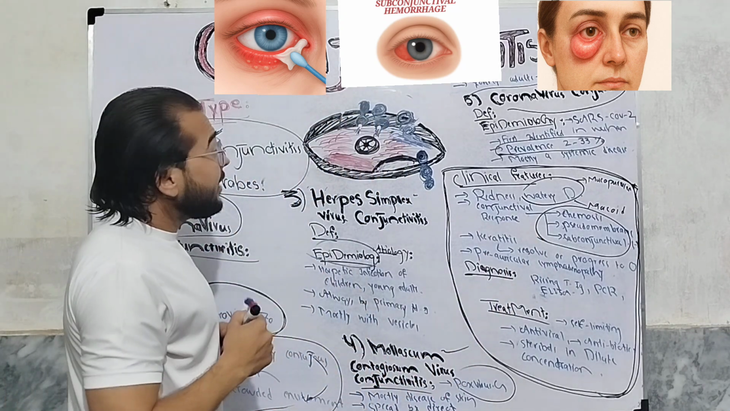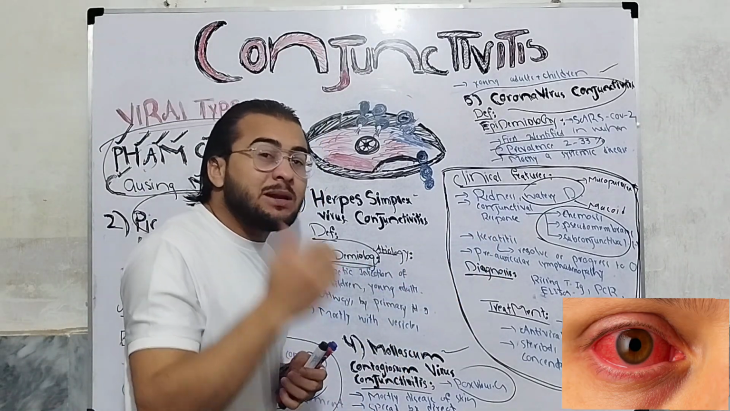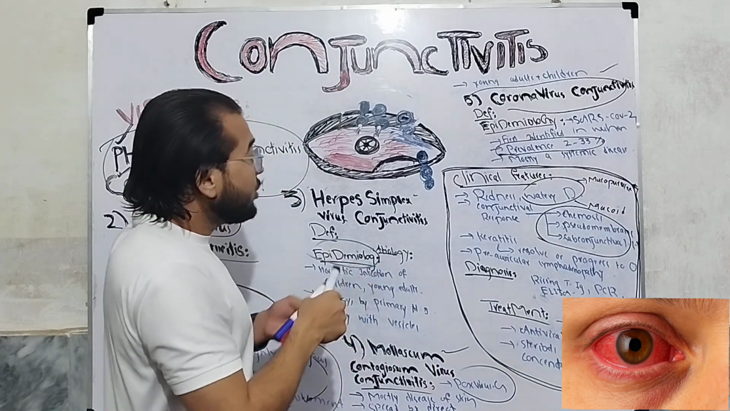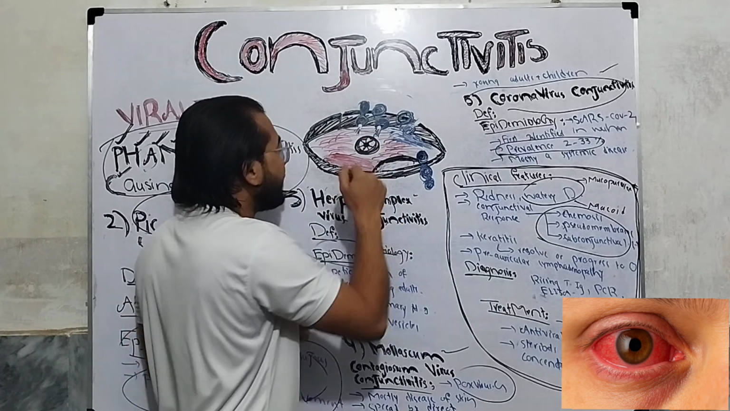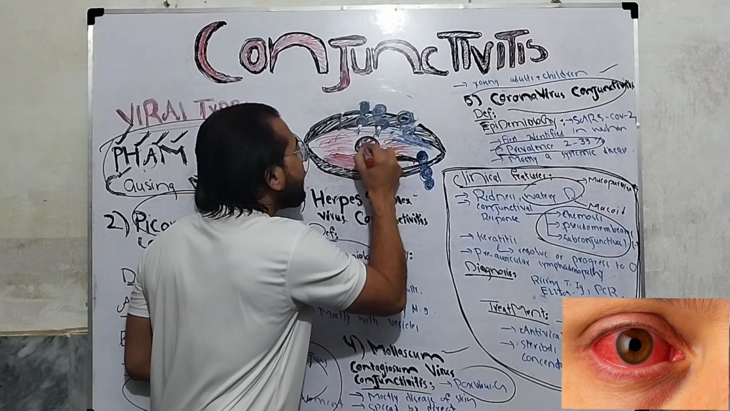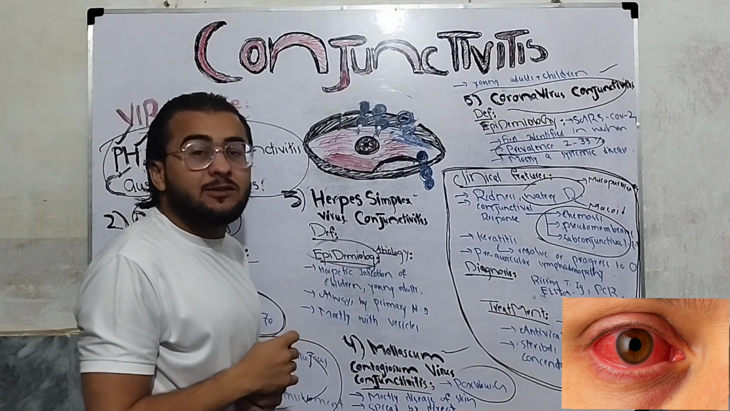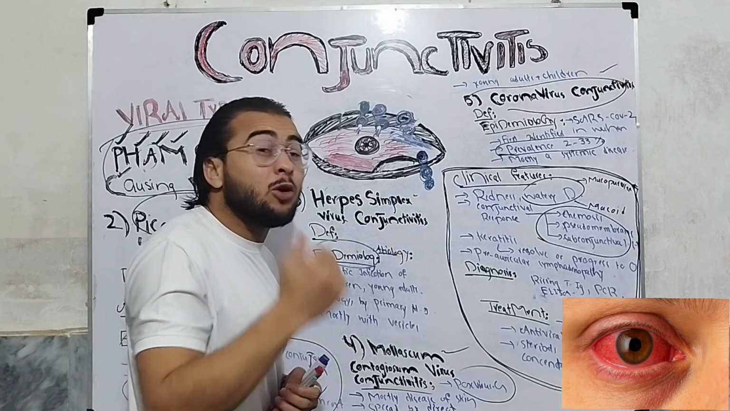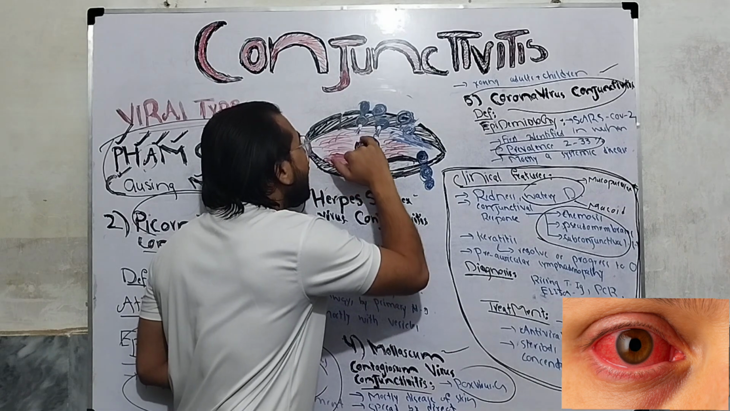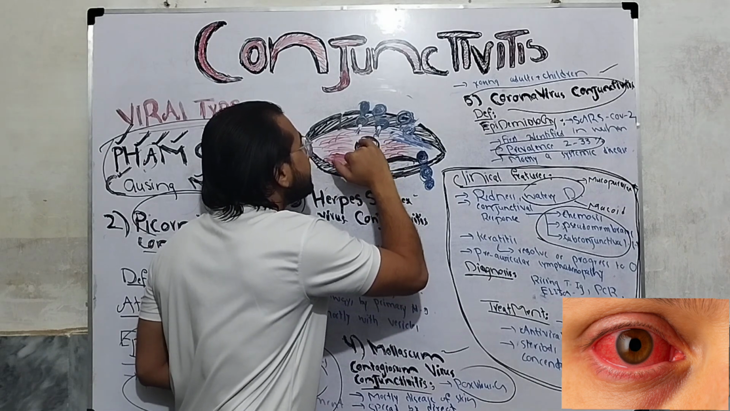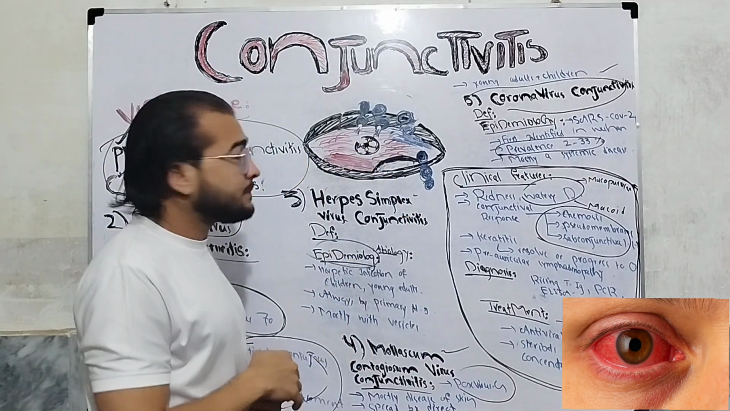Now we will also have keratitis. Keratitis is inflammation of the corneal epithelium. This keratitis may resolve, or it may progress to corneal opacities.